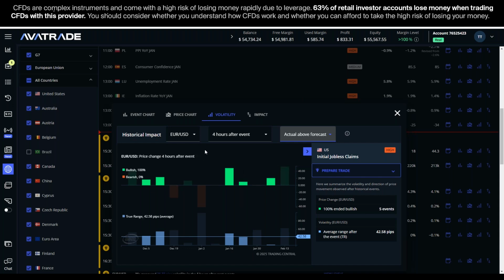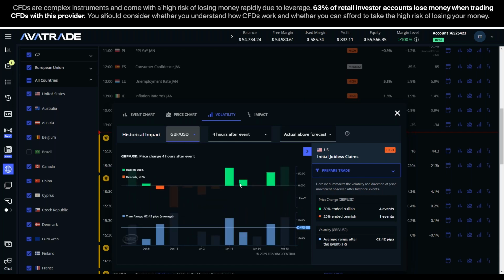And yes, you can switch the currency pairings to see, like with the Euro USD, average range movement 42.5 pips after 4 hours, and 100% went up when it came in above forecast. Now I can switch and say, well, what about the GBP USD? Okay, larger range movement of pips, so more volatility, 62 plus pips instead of 42, so much larger movement, but look, it's not 100%. 20% of the time, one of them went down.